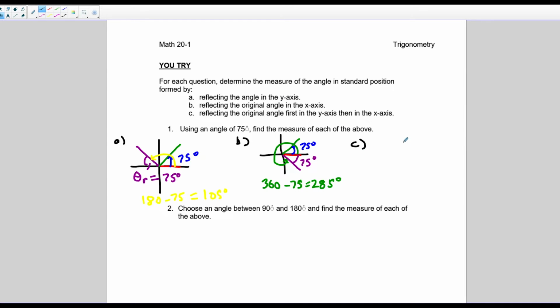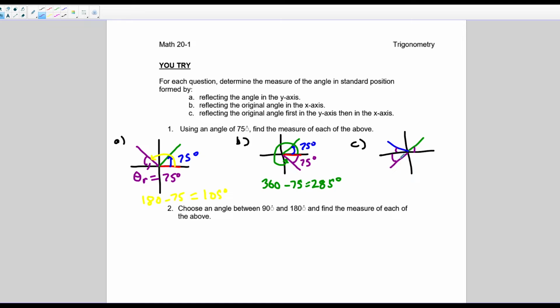Last but not least, looking at C, we're going to reflect it in the y-axis and then the x-axis. So let me quickly draw my terminal arm. We're going to reflect it first in the y-axis. So we're going to now come over here. And then we're going to reflect it in the x-axis. So we're going to take the blue line and reflect it down here. Now keep in mind that our reference angle for each of these is 75. This was still 75. And coming down here, this is still 75 degrees.